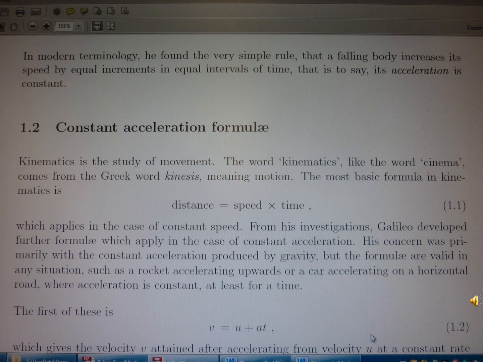Physics applies mathematics, part 1. So firstly we will calculate the distance equation. The distance equals the speed multiplied by the time.